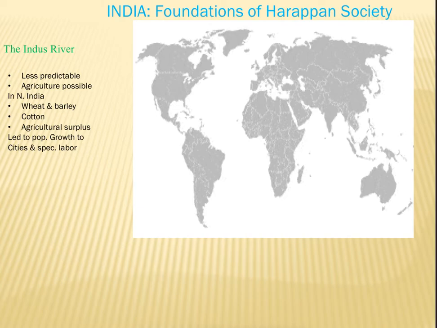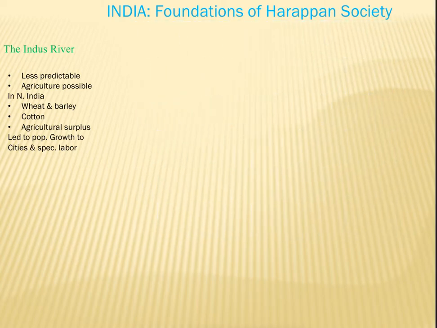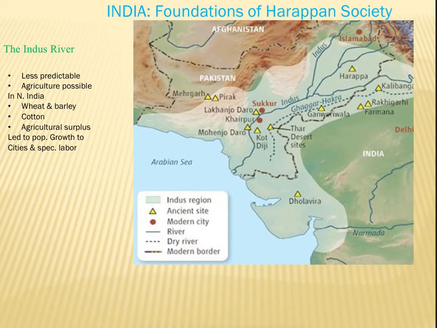Cotton was a new textile, and they had that exclusivity with cotton. And of course, you should know that the agricultural surplus is going to lead to population growth, which means it's going to lead to cities and specialized labor.